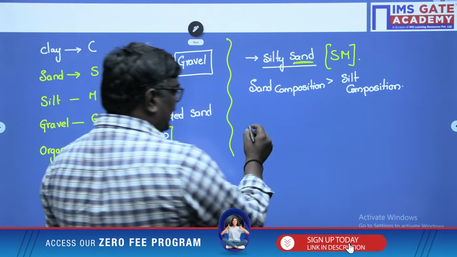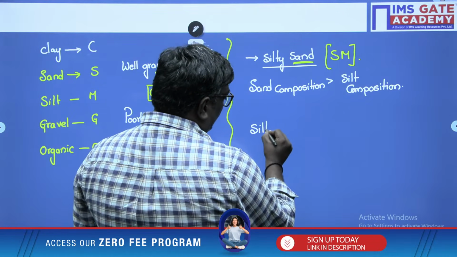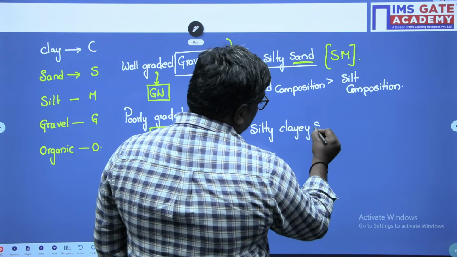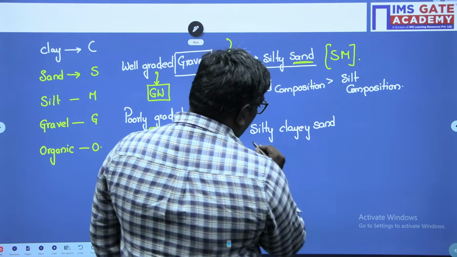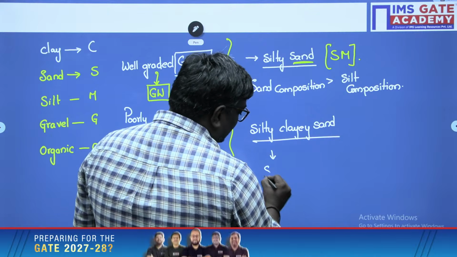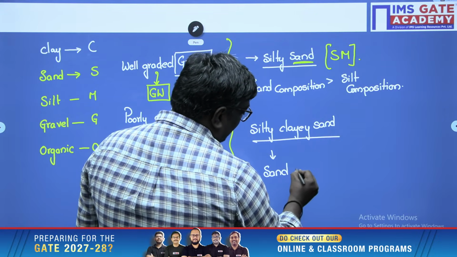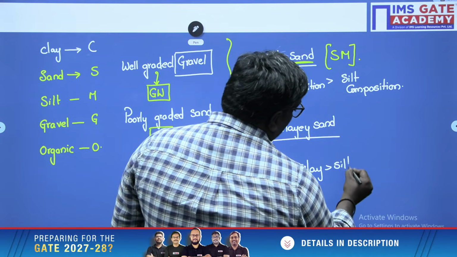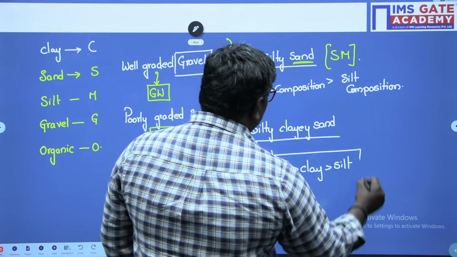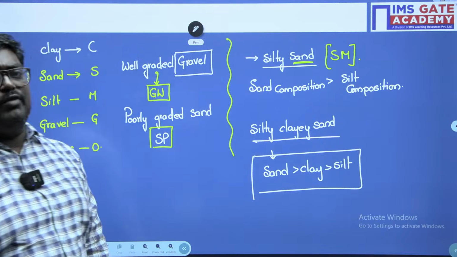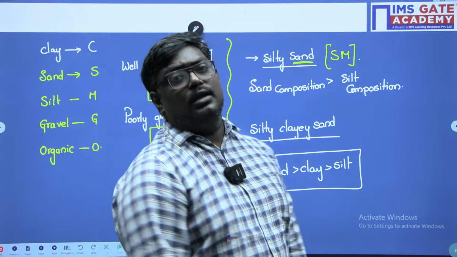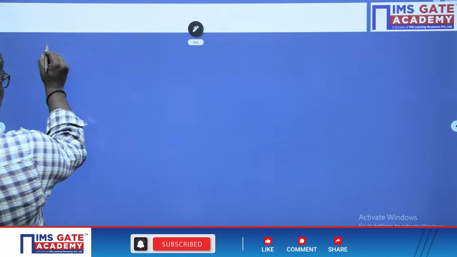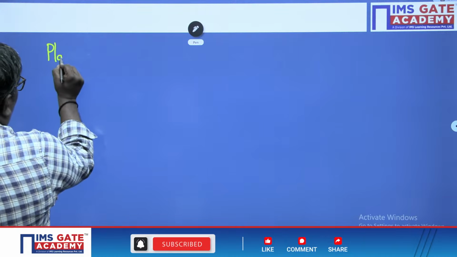Okay. Similarly, they can give you silty clayey soil also. Sir, if they give you silty clayey sand, students, here also you should understand that sand composition will be more than clay, and clay composition will be more than silt. Always, in soil classification, weight composition will be given the highest priority. Please keep this in mind, students. Now we have an important property called the plasticity chart.